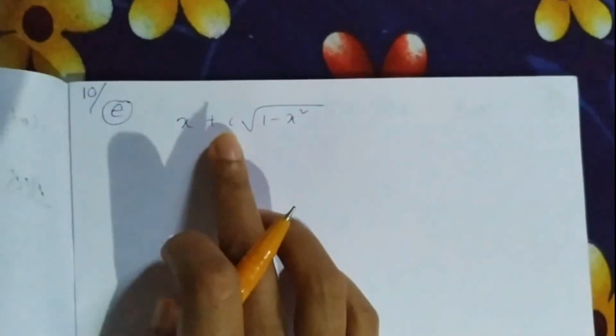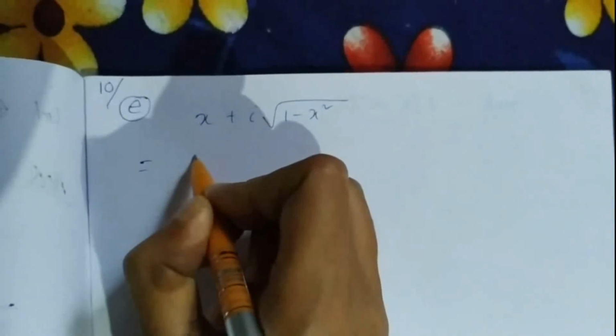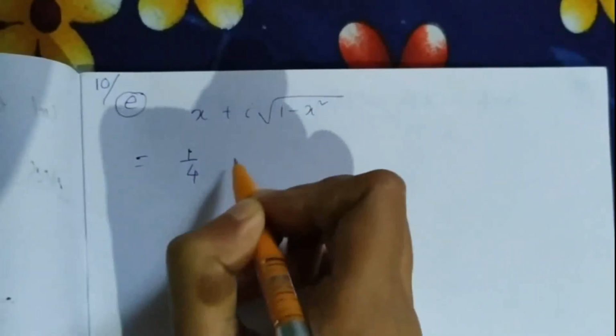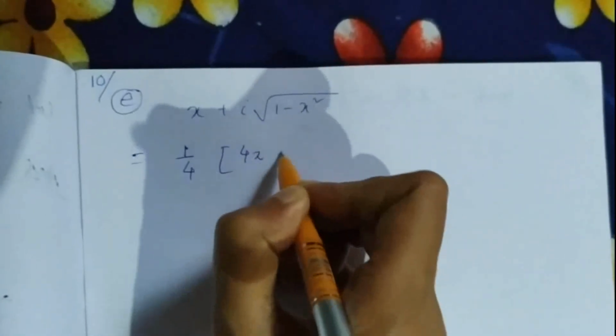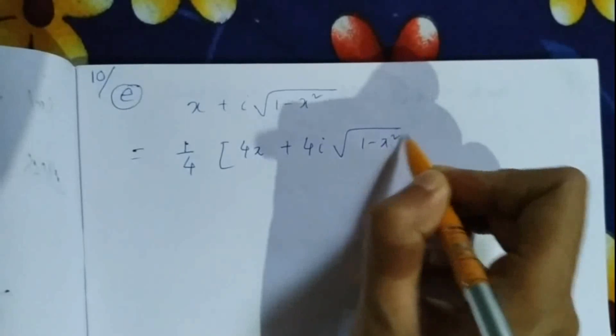Question number E is x plus i into root of 1 minus x square. Write it like 1 by 4. It will be 4x plus 4i root of 1 minus x square.